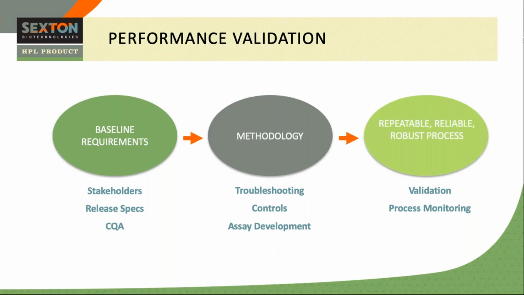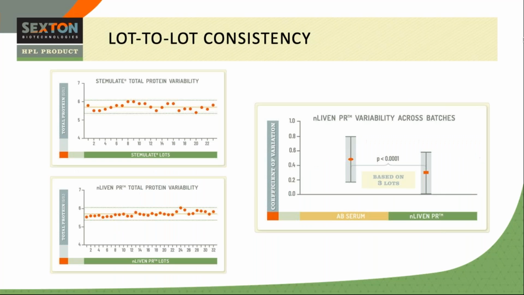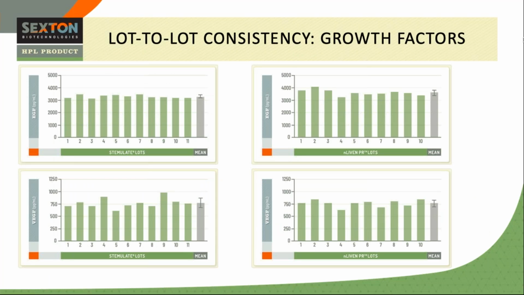Now we have our validated process. Assigning in-process monitoring assures that we establish and maintain a repeatable, reliable, and robust process. And by working through these steps, we take something inherently variable by nature and, through robust process validation, develop ancillary materials with minimum variability, both at the total protein level and also at the individual growth factor level, which is critically important for ensuring repeatable performance within an ATMP manufacturing process.